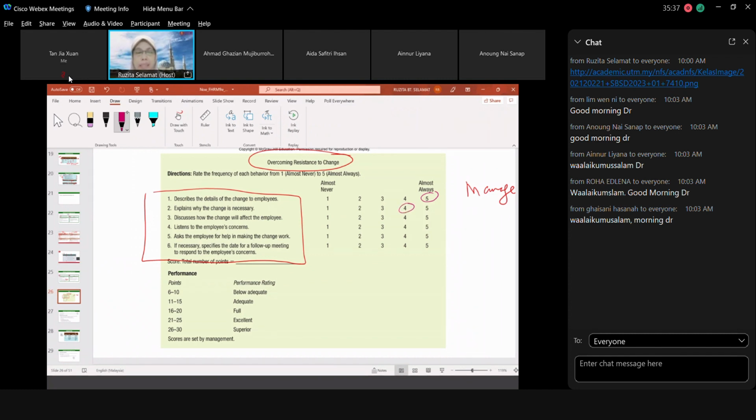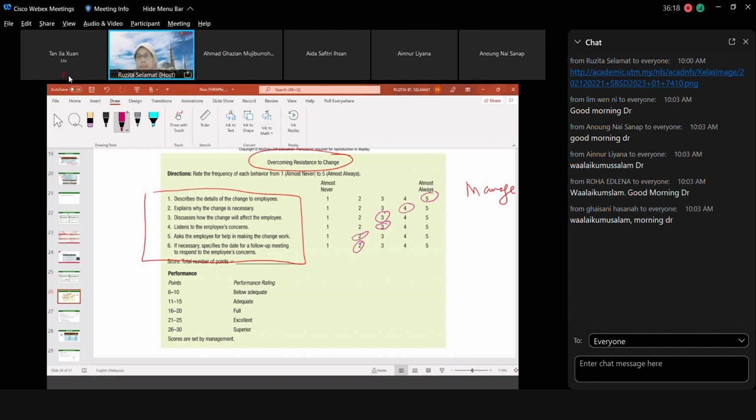Okay. Number 3, discusses how the change will affect the employees. Yeah, rarely. Okay, kadang-kadang je ada discussion. Listens to the employees' concerns. Boleh lah, right? Maybe we'll give him 3. Number 5, asks the employees for help in making the change work. Okay, this manager seems to be very independent, or in other words, did not trust the employees much. So let's say we give him only 2. And number 6, if necessary, specify the date for a follow-up meeting to respond to employees' concerns. Ni pun tak pernah berlaku, so kita beri dua juga.